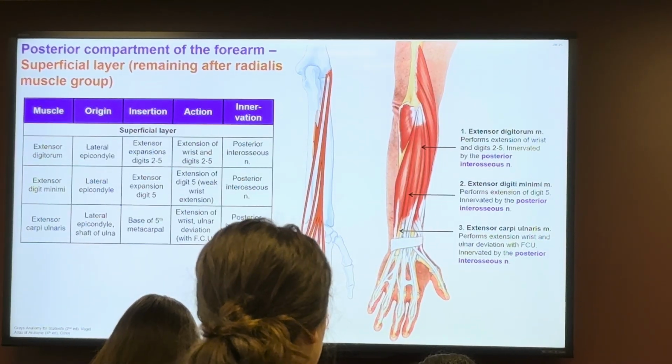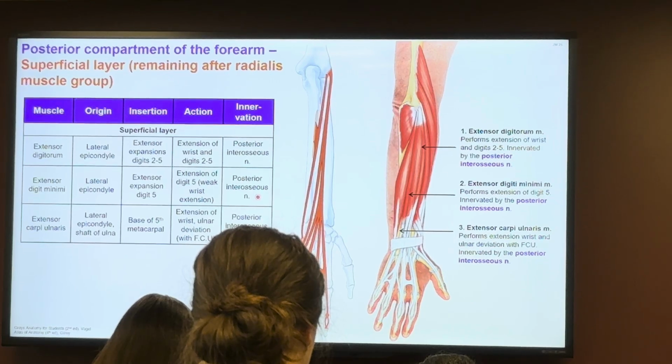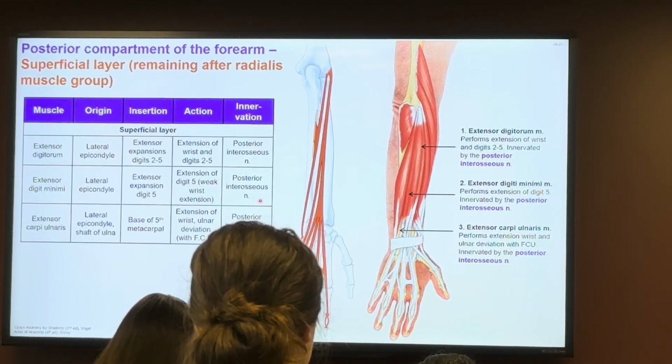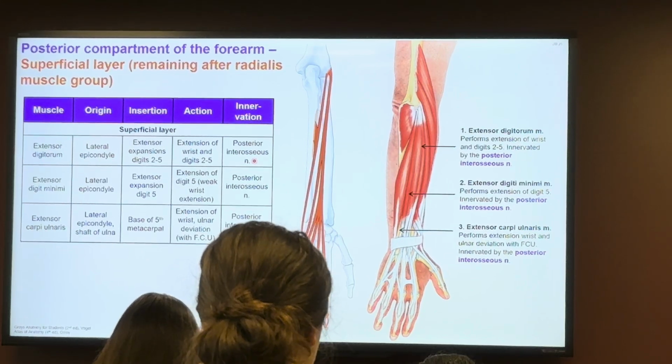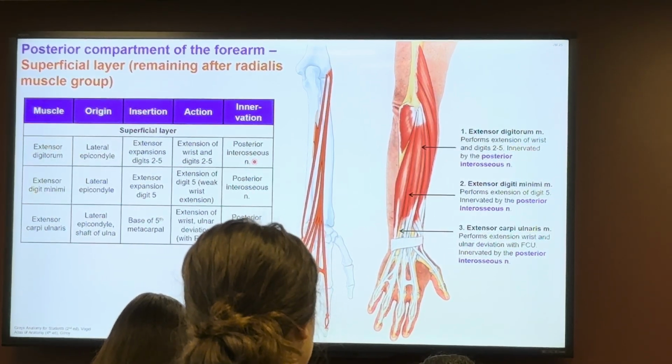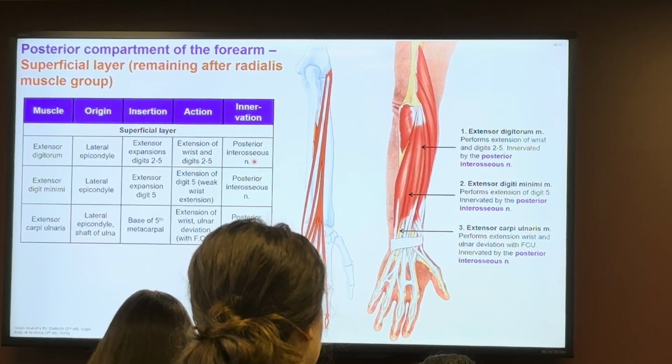Okay. Just a table summarizing these: posterior interosseous nerve, branch of the radial nerve. So you can see if you got a radial nerve injury up really high, and the posterior interosseous nerve, which is a branch of the radial, was affected, then all these muscles are going to lose their tone, right? You're going to lose all these muscles. So wrist extension, digital extension, all that's going to be busted.